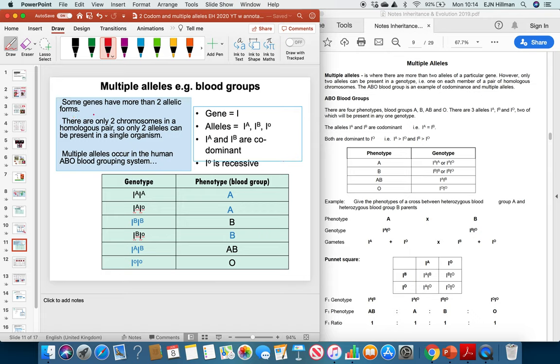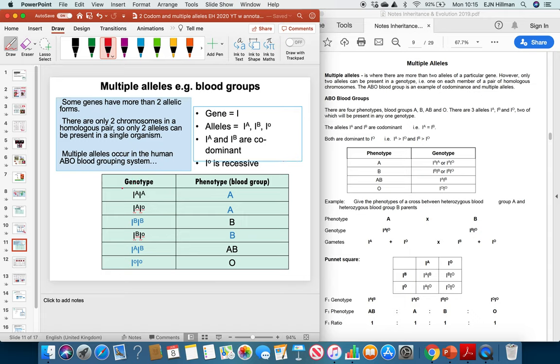Now, multiple alleles is where some genes have more than two allelic forms. So more than two different alleles determine the phenotype. Whilst there are only two chromosomes in a homologous pair, only two alleles can be present in a single organism. So whilst there may be more than two alleles, each individual will only actually have two alleles in their genotype. It just depends on which alleles they inherit, which determines their phenotype. So, multiple alleles occur in the human ABO blood grouping system.